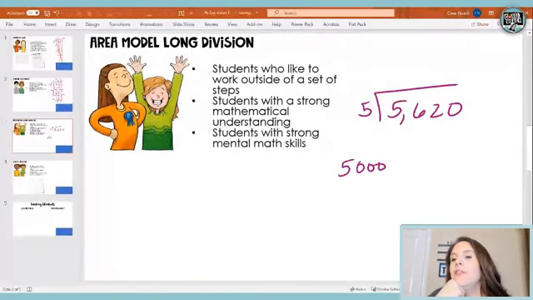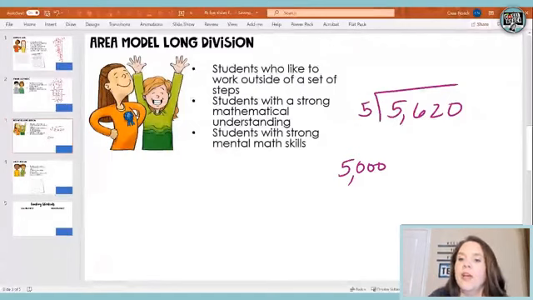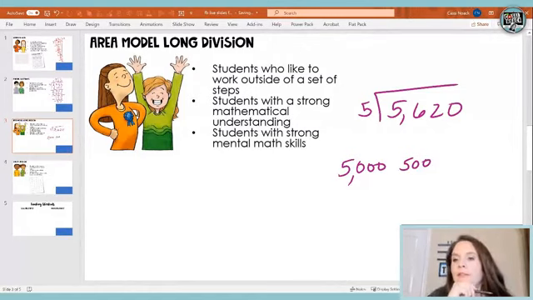And then I see that I still have 620. So another compatible number that's easy is 500. So now I'm up to 5,500, but I still have 120 left. So now I can take out another 100, and now I have 20 left. So now I'll just put that 20 there. I've decomposed this number into 4 partial dividends.